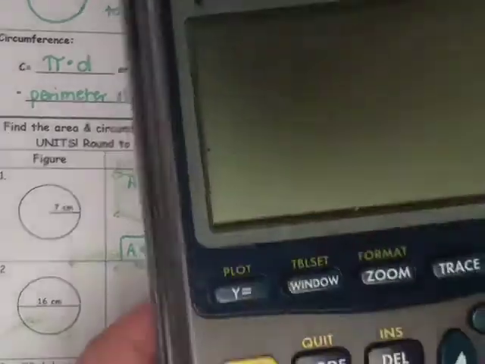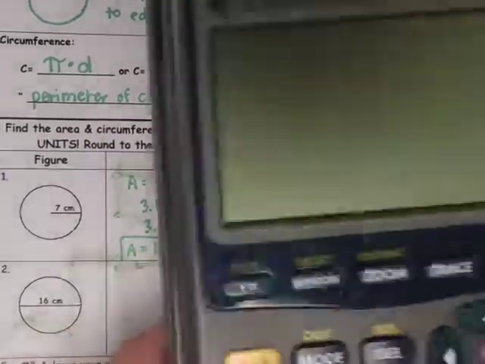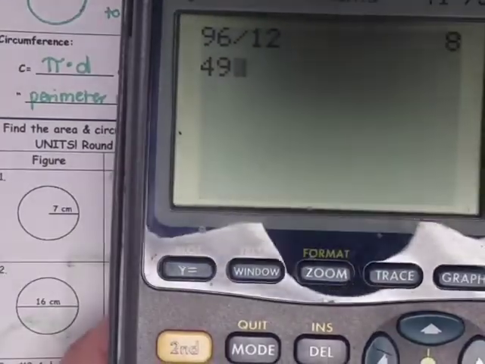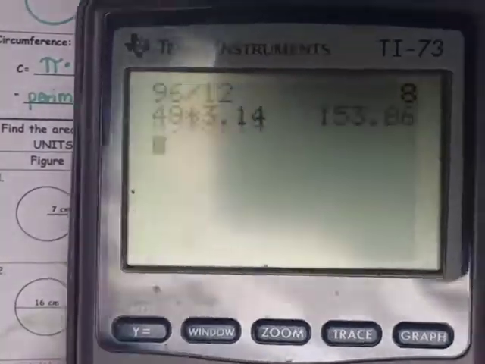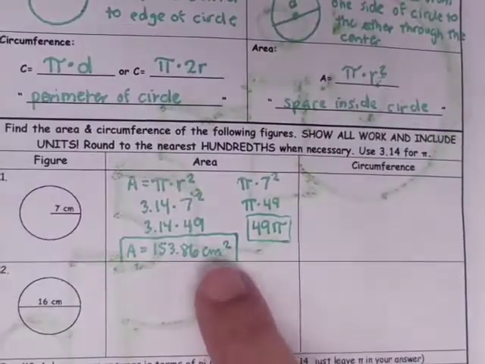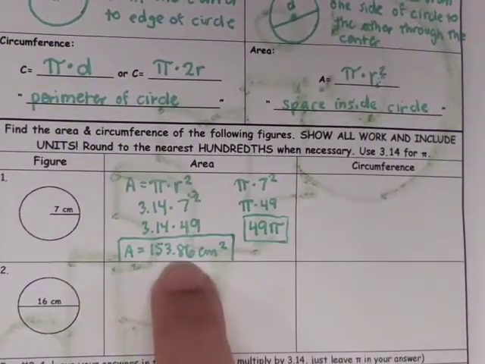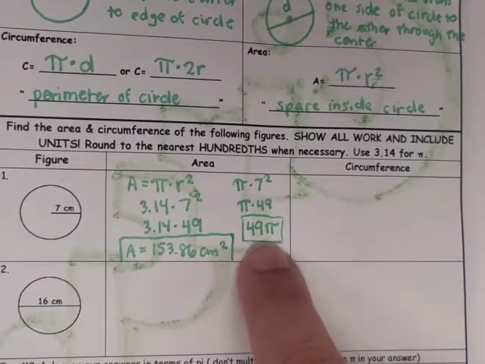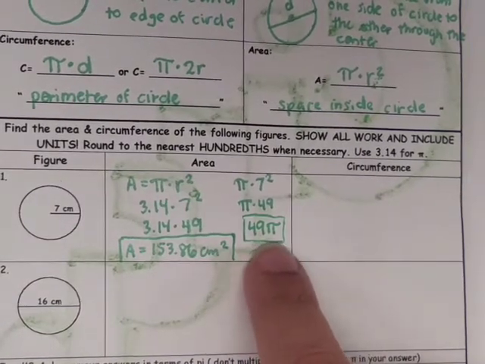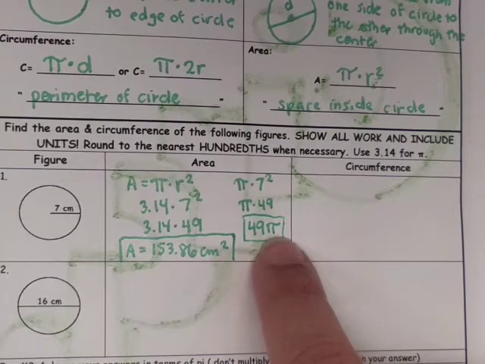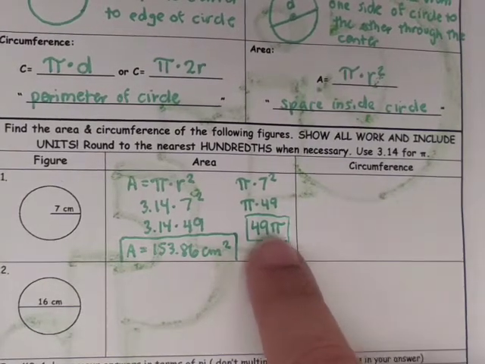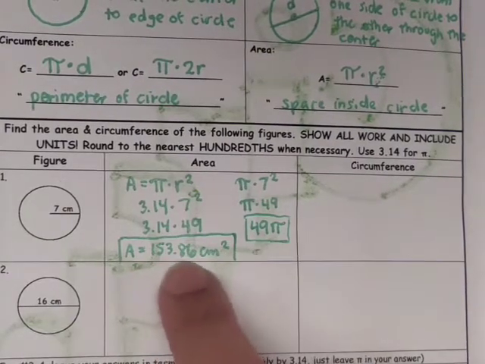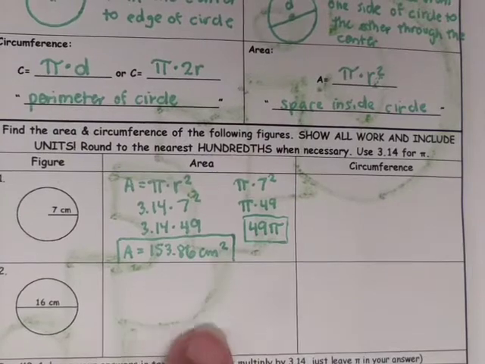And I'll show you that those are the same. So 153.86 is the same as 49 pi. So 49 times 3.14. And look, 153.86. So these are equivalent. This is the full answer after you've multiplied by 3.14. This is if they want you to leave in terms of pi. So they want you to leave the symbol in the answer. So the answer would be 49 pi. This answer is actually a lot easier to work with later on, but sometimes they'll want this answer as well. So we'll practice doing both of those.